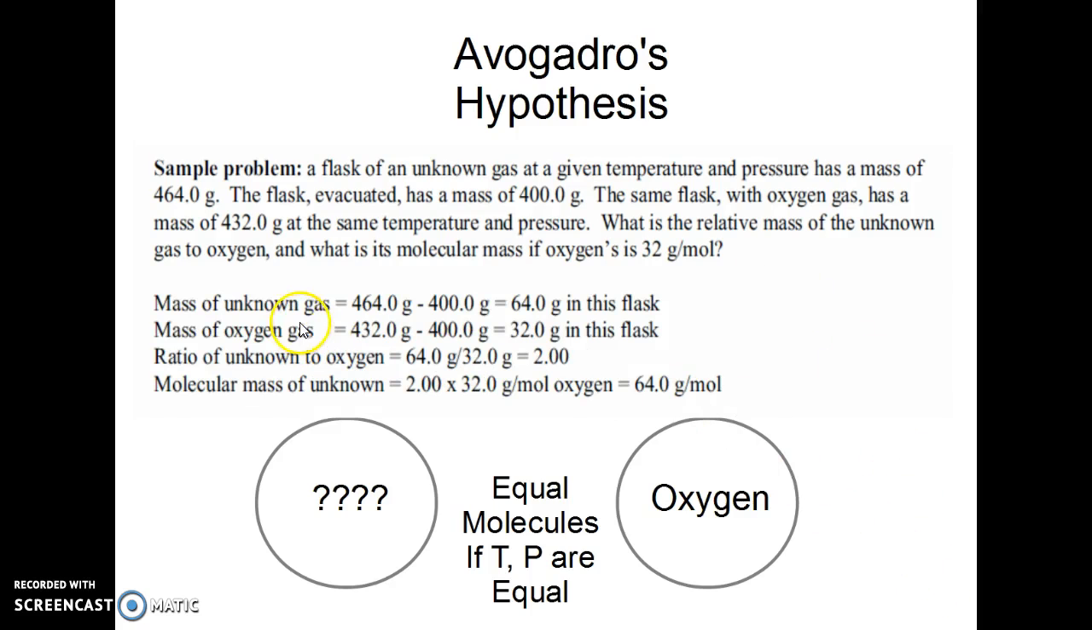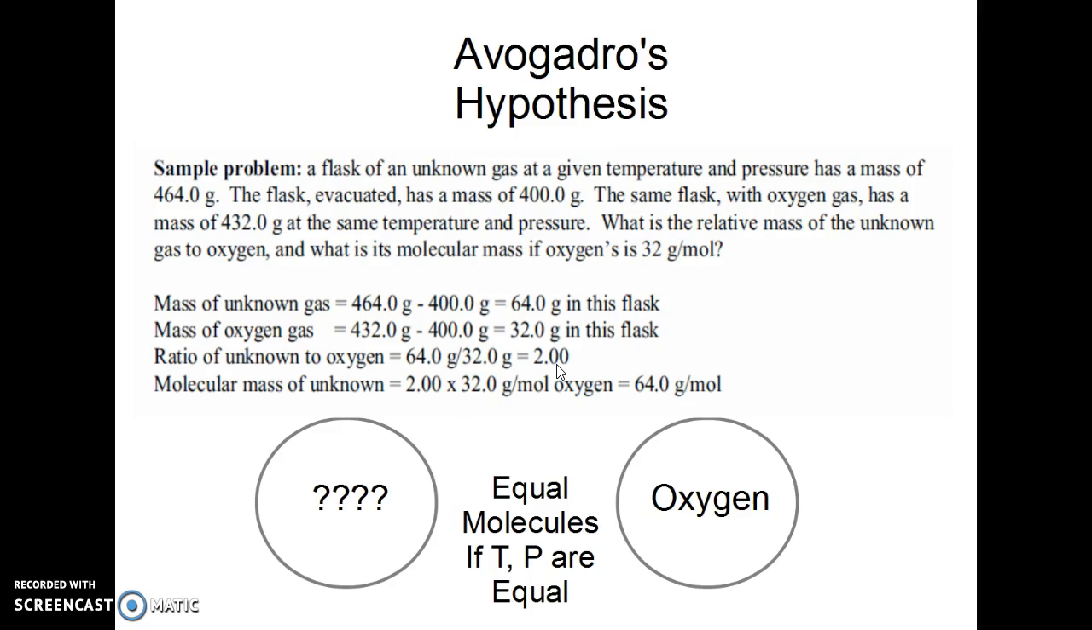Well, we first subtract 464 minus 400 to find the mass of the unknown gas, 64 grams. We then subtract the 400 grams of the flask from 432 for oxygen. We get 32 grams in the flask. At the same temperature and pressure, they have the same number of molecules. So the ratio of their masses, 64 divided by 32, is 2.